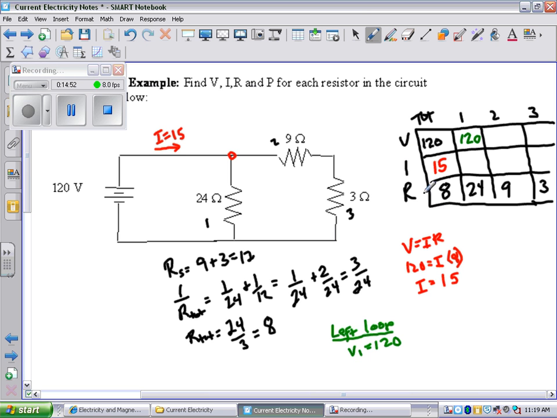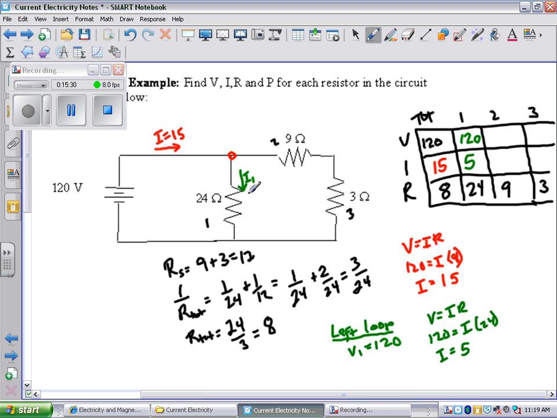And you'll be able to guess our next step now is going to be to find the current through this first resistor. So we're going to find I1, the current down through here. All right, so we'll do V equals IR. We get 120 equals I times 24. And that's going to give us a value for the current of 5 amps. So this guy here is going to be 5 amps.